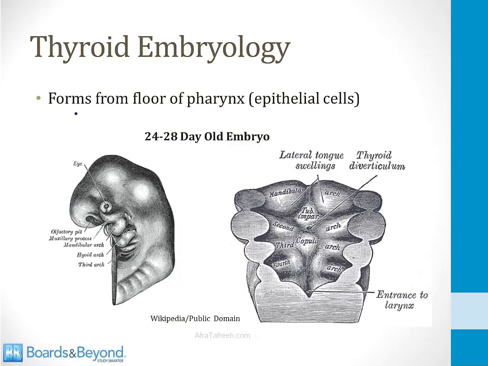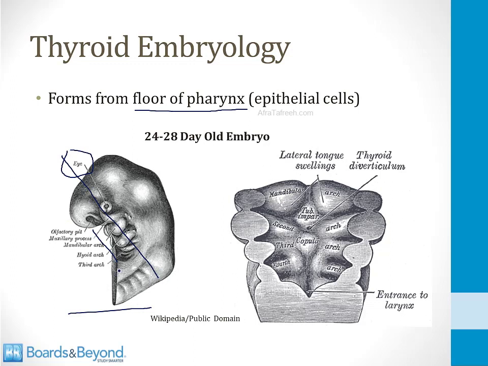In the fetus, the thyroid forms from epithelial cells in the floor of the pharynx. Basically, it begins as cells at the base of the mouth and in the tongue that dive down into the neck to form the thyroid. If we look at the drawing on the bottom left side of the screen here, this is an illustration of a 24 to 28-day-old embryo, and there are structures here like the eye that you may recognize, and in the middle of the embryo there are these bumps, and those are called the pharyngeal arches.